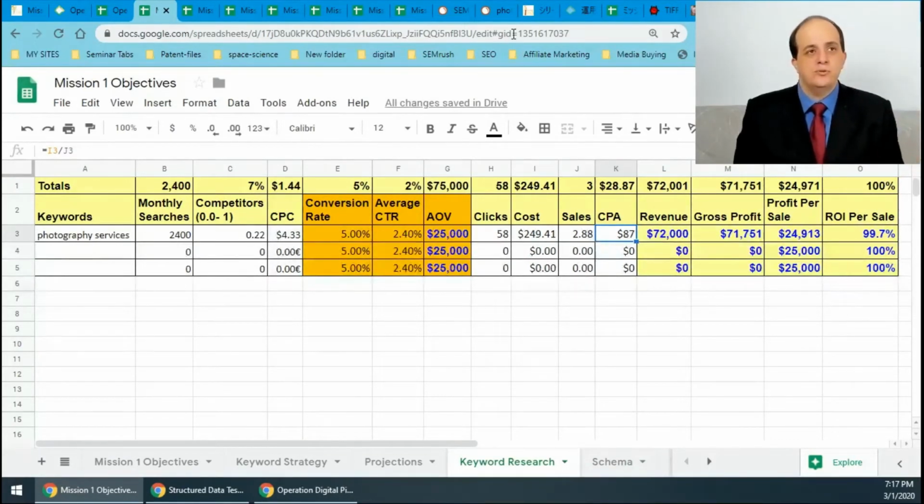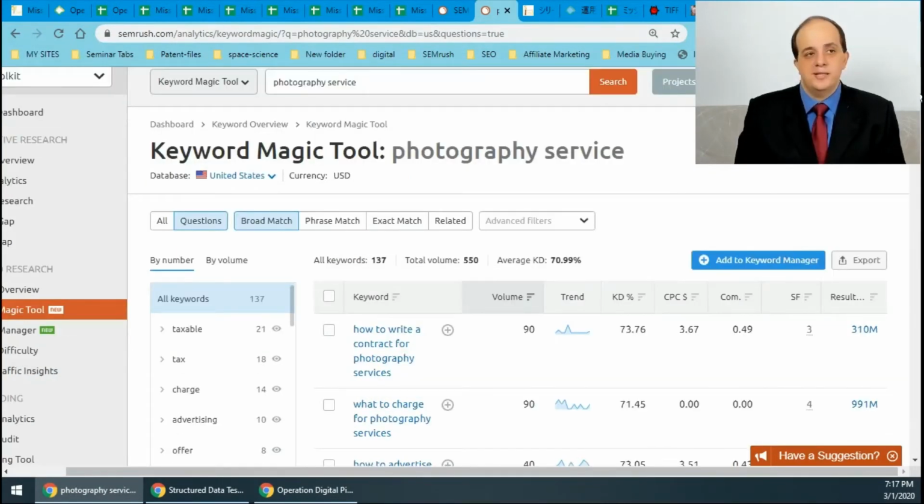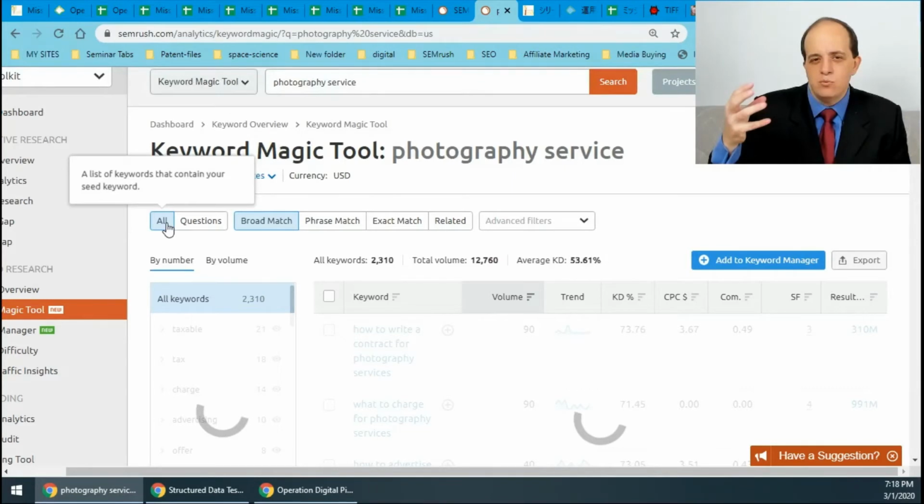And when we do our research, we look at all of the keywords in SEMRush. First, we look at the keywords themselves, and then we look at questions, the questions that your consumers are most likely to ask. In this case, first we're going to look at the basic keywords. We'll do questions later on in mission 2, mission 3. That's when we're going to start looking at more in-depth, long-tail questions, such as how do I obtain photography services, and so on and so forth.